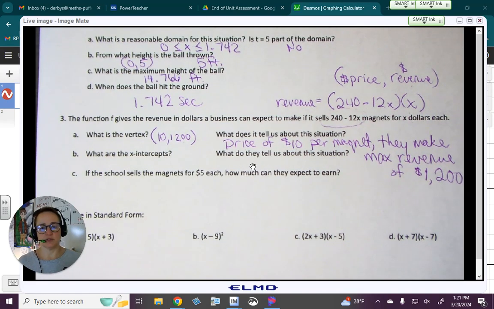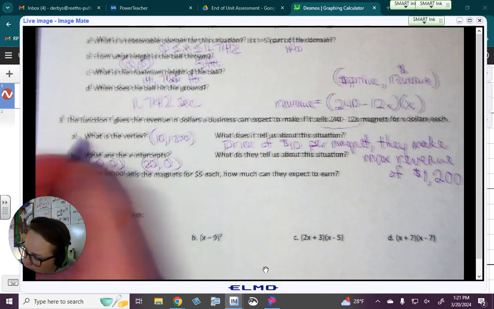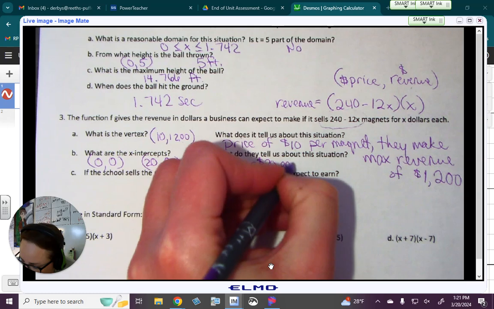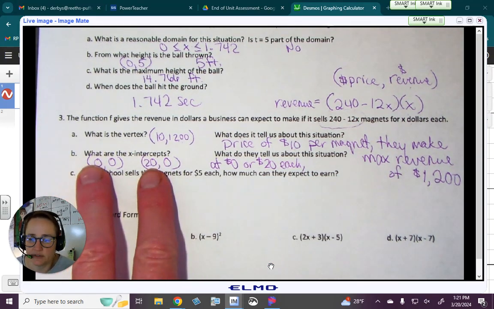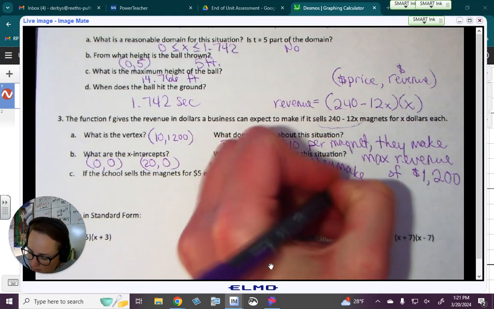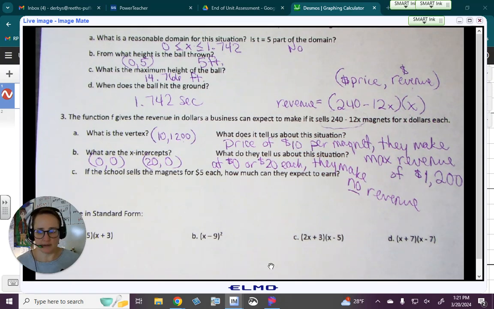What are the x-intercepts? What do they tell us about the situation? Okay, x-intercepts are happening where it crosses the x-axis. That's where y is 0. So I have two x-intercepts, one here when x is 0, one here when x is 20. And what that means in the situation is that at $0 or $20 each, right? Those are our two inputs. In either case, they're making no revenue. They make no revenue. So it doesn't make sense for them to sell them at those prices. They're not going to make any money.